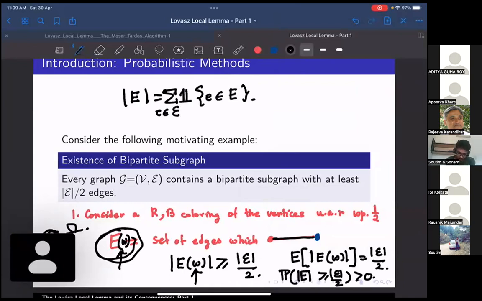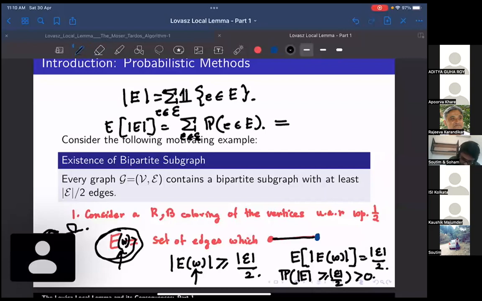Okay. Now observe that an edge belongs to this E if and only if it is colored red on one end and blue on the other end. So out of 4 possible colorings, we consider either the red-blue or the blue-red part. Since the coloring is done independently, that has probability half. So if we take the expectation of this, that is essentially nothing but the probability that this edge belongs to E, which is half, summed up over the entire edge set.